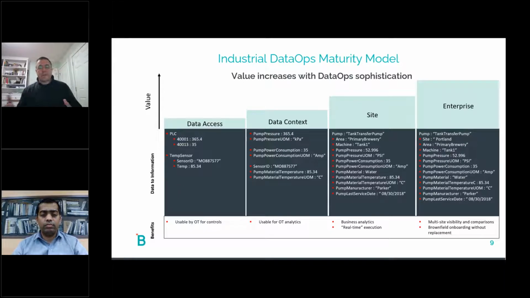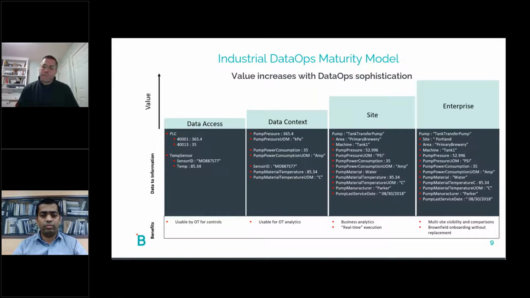Now, as we move into site, we're now standardizing them in specific structures. And they're structures that people outside of the OT domain would be able to pick up and use and understand. We've aggregated the pressure values with the power consumption, with the temperature, so that we can perform analytics on this pump in our brewery.